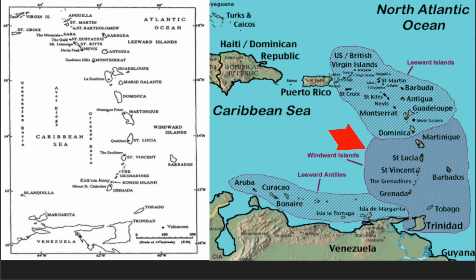See there, it says Windward and it points to it. So from Martinique down to Trinidad would be in the Windward group. And from Dominica up to the US Virgin Islands would be in the Leeward group. Okay, sir. Clear now? Yes, sir. Awesome. Yes, sir. Thank you very much. You're most welcome. Yes, sir.